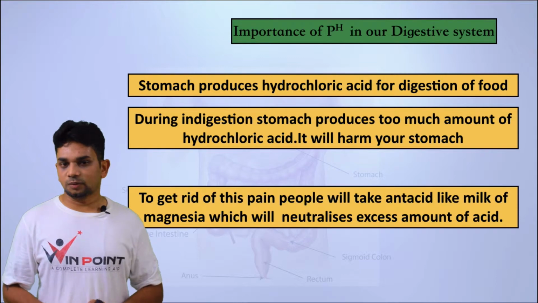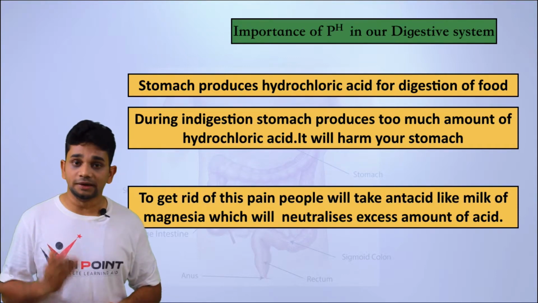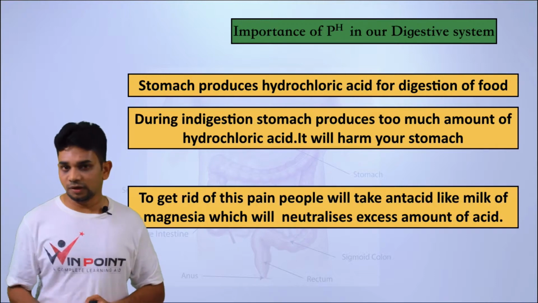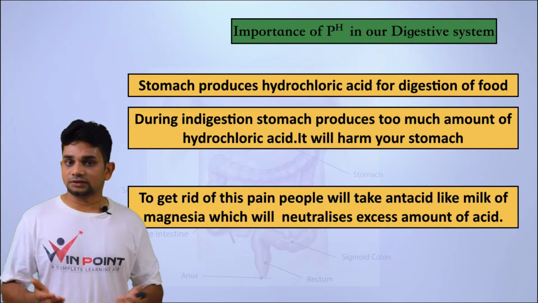If the acidity of the stomach is more, we take an antacid, which is anti-acid, the opposite of acid, bases like milk of magnesia. This milk of magnesia is a base. It will neutralize the excess amount of acid in our stomach.